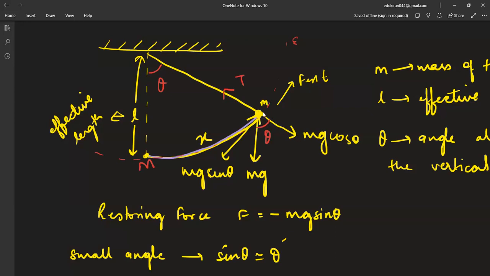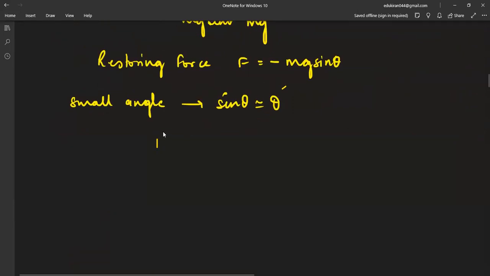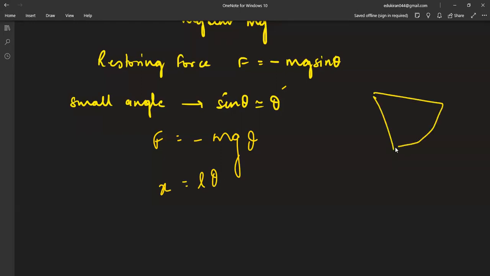So this becomes mg cos theta. This is mg sin theta. The external force is balancing mg sin theta, because we are pulling it in this direction. So F is equal to minus mg sin theta, where for small angles sin theta is approximately equal to theta. So F is equal to minus mg theta. We can write x equal to L theta from the formula. If this is theta, this is the length of the arc, this is x.